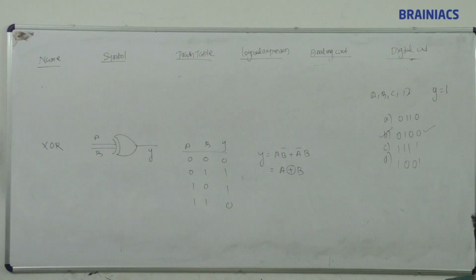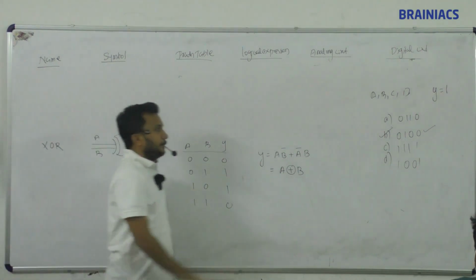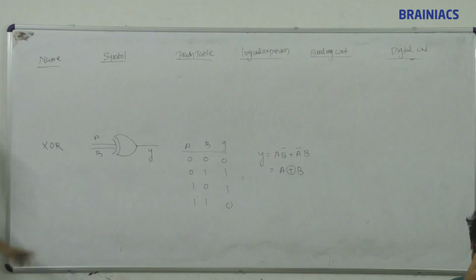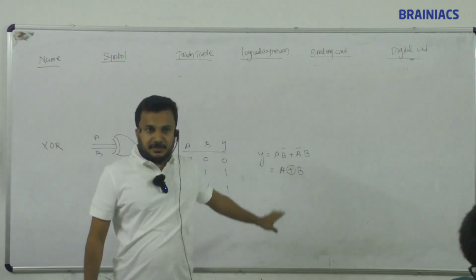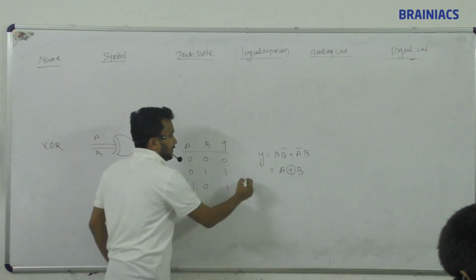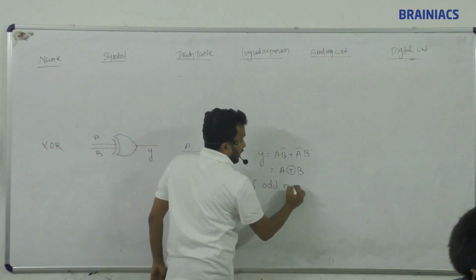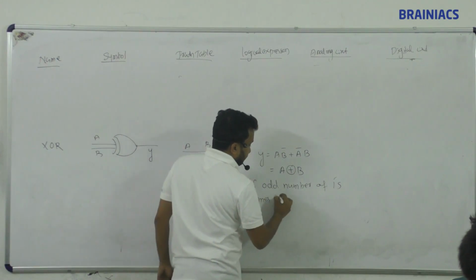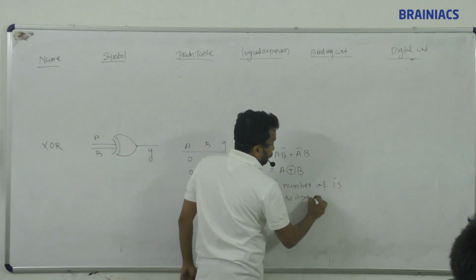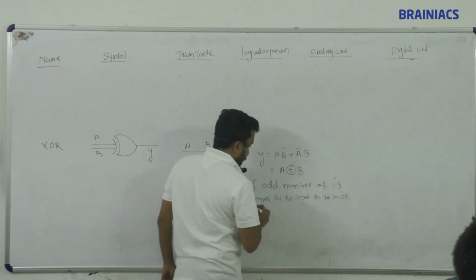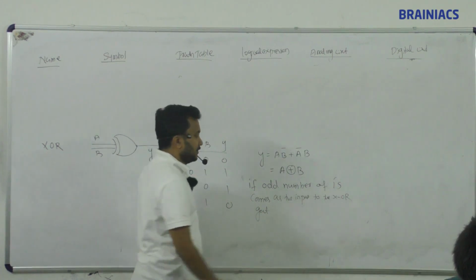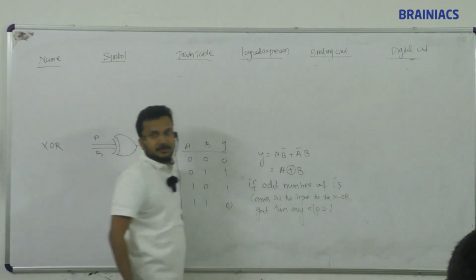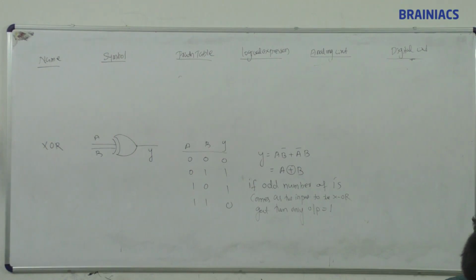Advanced examinations. Next one, XNOR gate. Just write that point also: if an odd number of ones comes as the input to the XOR gate, then only the output is 1. In all other cases the output is equal to 0.